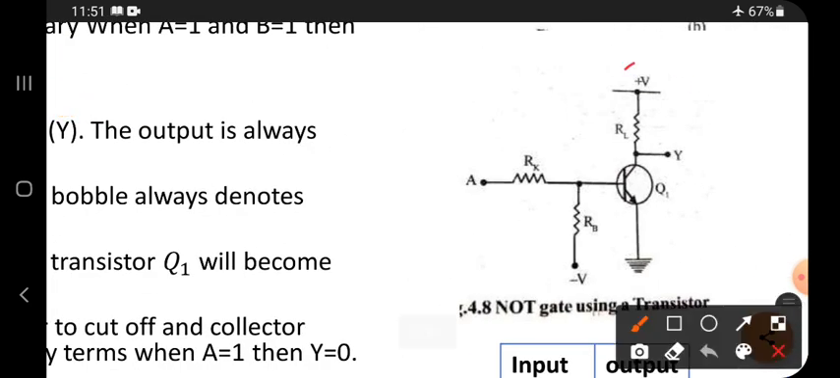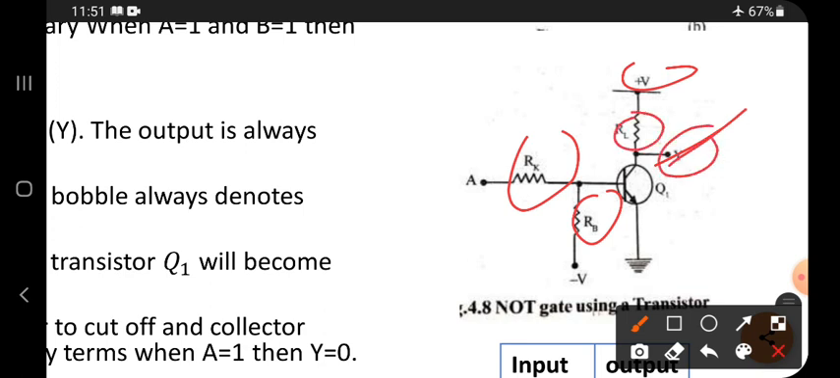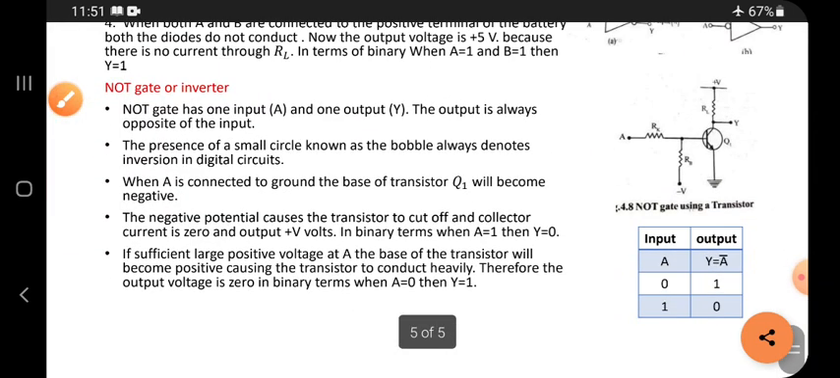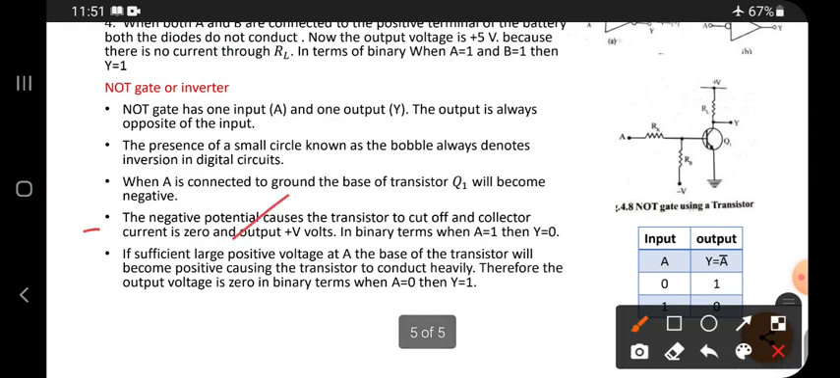This is the transistor here, plus 5 volts, RB. The output is here. Output here means whatever voltage drops here appears here only. The negative potential causes the transistor to cut off and the collector current is 0.